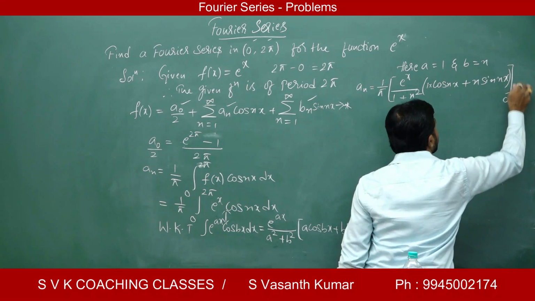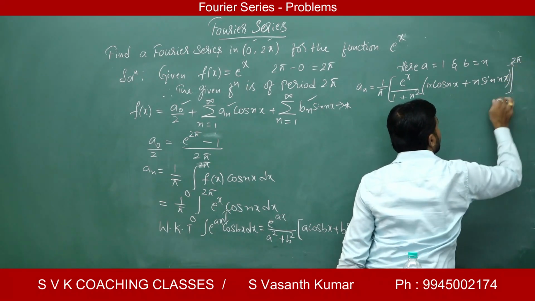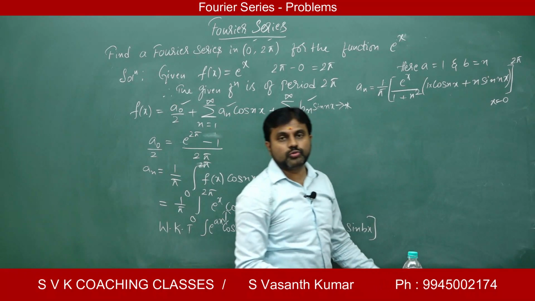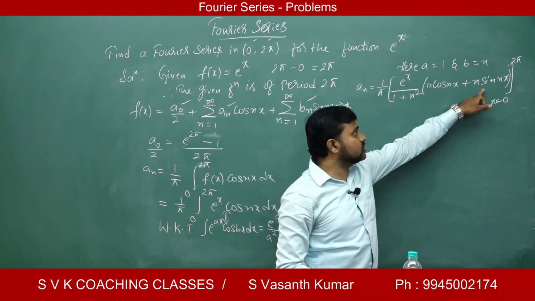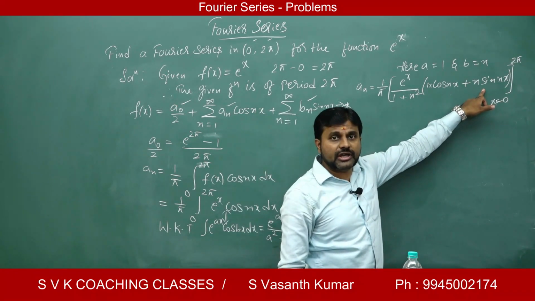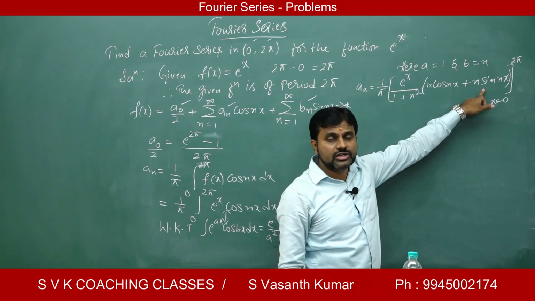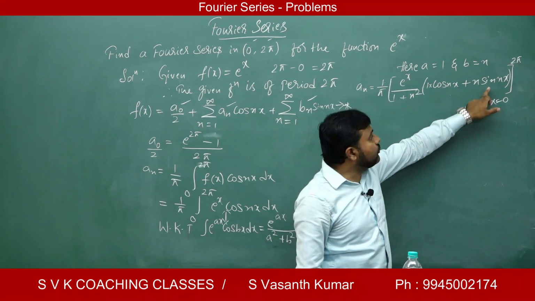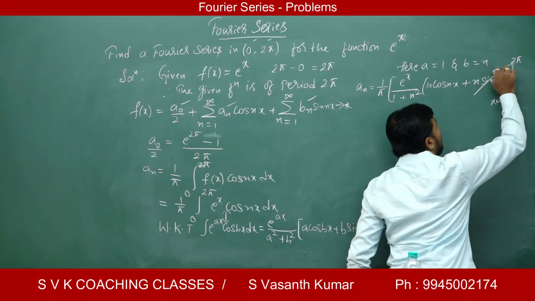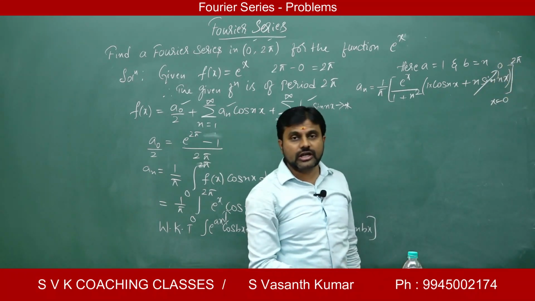Now the limit is x equal to 0 to 2 pi. In the last class we should remember what is sin n pi. Sin n pi is 0. Sin 0 is 0. Therefore this term is 0. Upper limit minus lower limit will tend to 0.